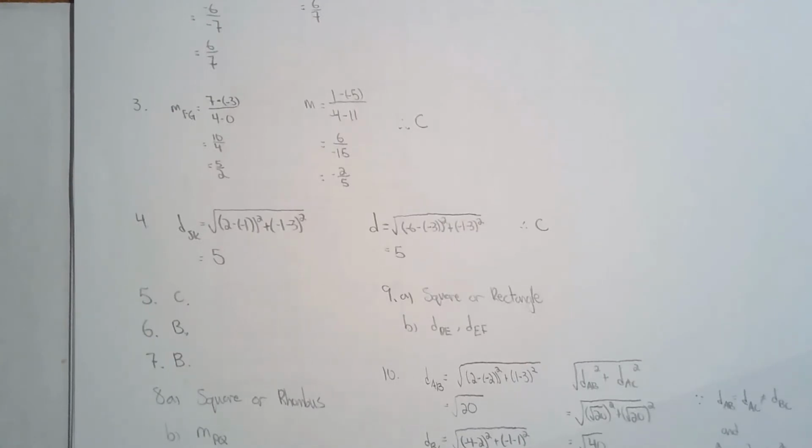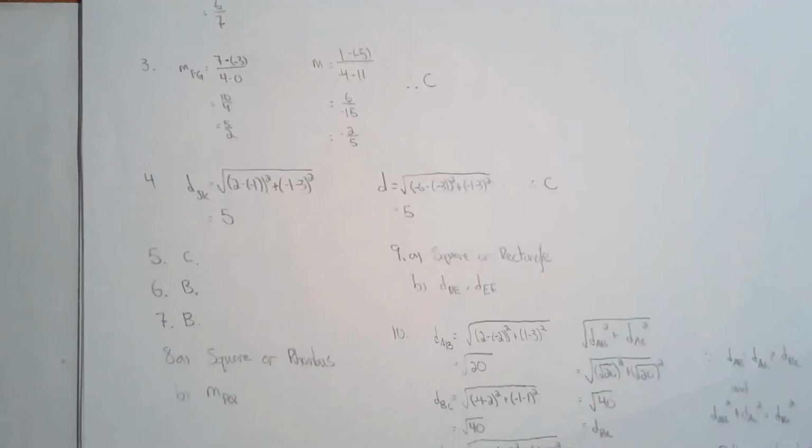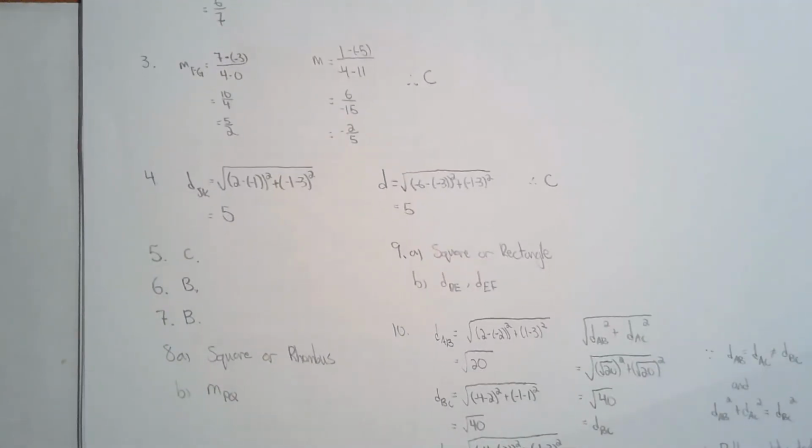5. What type of quadrilateral has 4 equal sides? And the answer is square or rhombus. 6. Which of the following best describes a rectangle? And the answer is B. It's a parallelogram where adjacent sides are perpendicular. Okay? You don't know anything about the side lengths except for the fact that opposite sides are the same length.